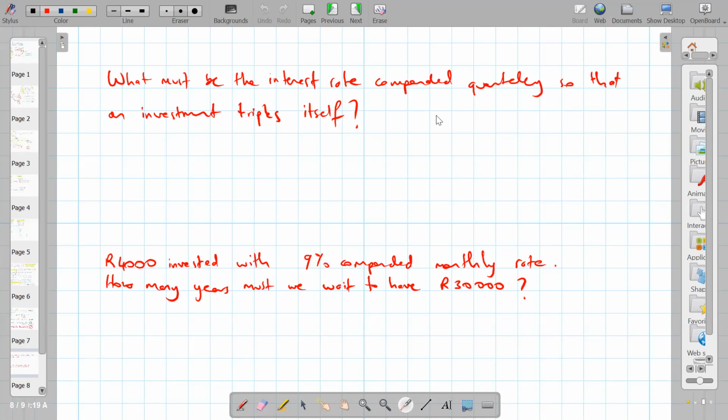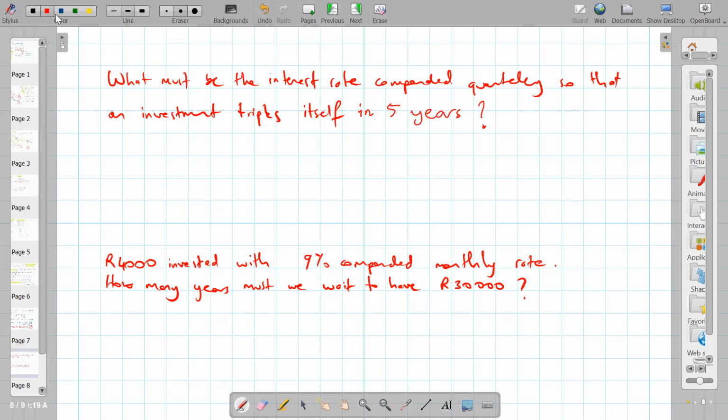So is the first question over 1 year? How does it say? So this is compounded quarterly. It triples itself. How many years must the money be invested at what rate compounded quarterly so that an investment triples itself? Let's complete it. In how many years? In 5 years. Yes, years were missing. We can say it triples itself in 5 years, for example.